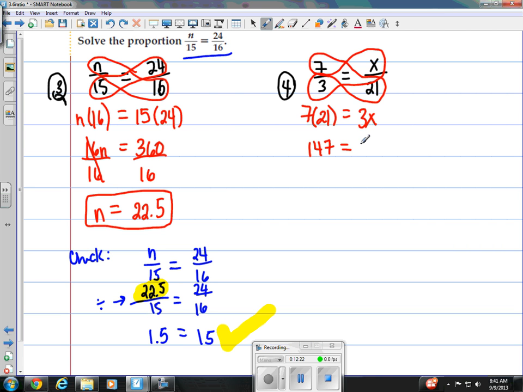147 equals 3x. Now, we're still solving for a variable, so we're trying to find what x is. So we look at x, he's on the right side with our 3. They're side by side, so that means being multiplied. So the opposite is to divide both sides by 3. Our 3's cancel out, and we're left with x on the right. 147 divided by 3 gives us 49.